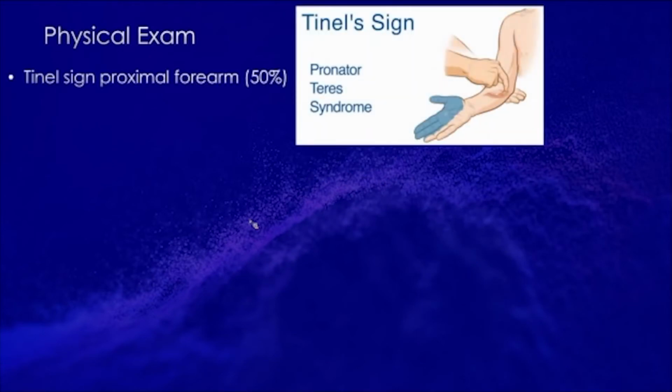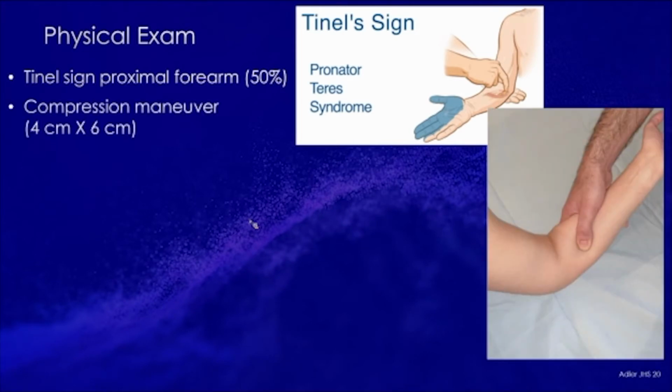On exam, you get a Tinel's, but only 50% of patients have a Tinel's. You want a Tinel's over the extended proximal run of the median nerve. There's a compression maneuver, kind of like a Durkan's of the wrist, in which you put pressure over the median nerve, about 4 to 6 centimeters distal to the medial epicondyle. You can also do a similar thing where you use all 4 fingers and go over the entire course of the nerve.